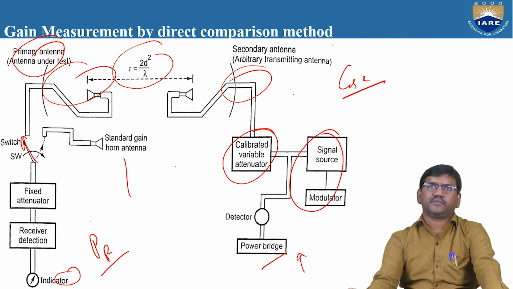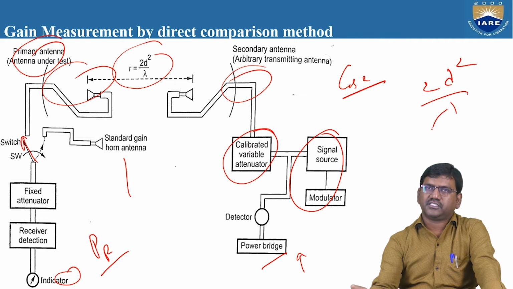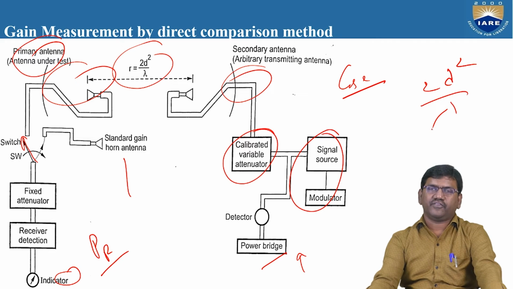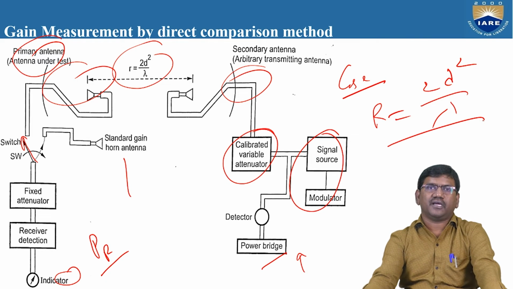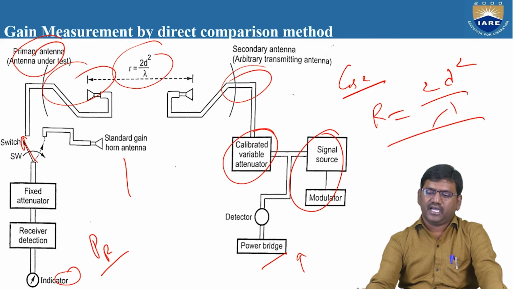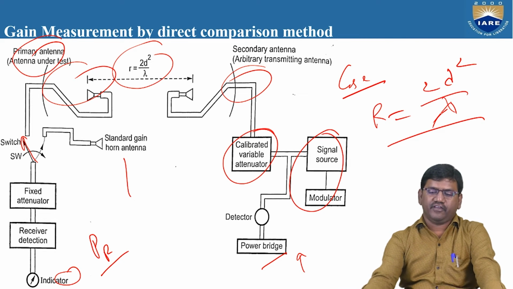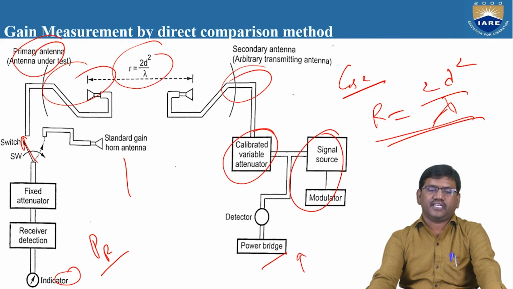The distance between the transmitting antenna and receiving antenna must be equal to 2d square by lambda. This is the condition for the far field region, because only in the far field is the radiation pattern clearly observed. Hence this condition has to be satisfied: R is equal to 2d square by lambda, where D represents the dimension or length of the antenna, and lambda represents the wavelength. This condition has to be fulfilled between the transmitting antenna and the receiving antenna.